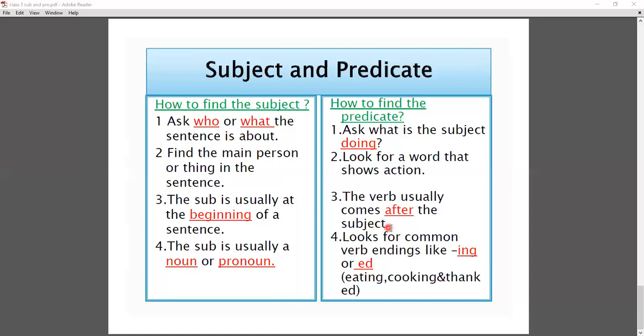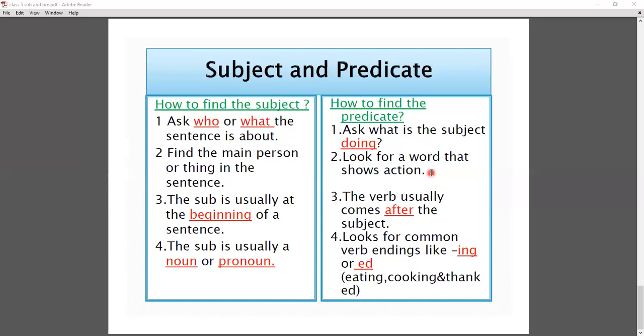Okay. Now, how to find the predicate. अब हम predicate को कैसे find करते हैं? Let's revise. First, ask what is the subject doing, सब्जेक्ट क्या कर रहा है, उसे हम find out करेंगे. Second, look for a word that shows action. So now students, I told you before, firstly we identify the verb, which shows action. So in this action, eat, run, eat, sleep is also an action verb. So firstly we have to look for a word that shows action.